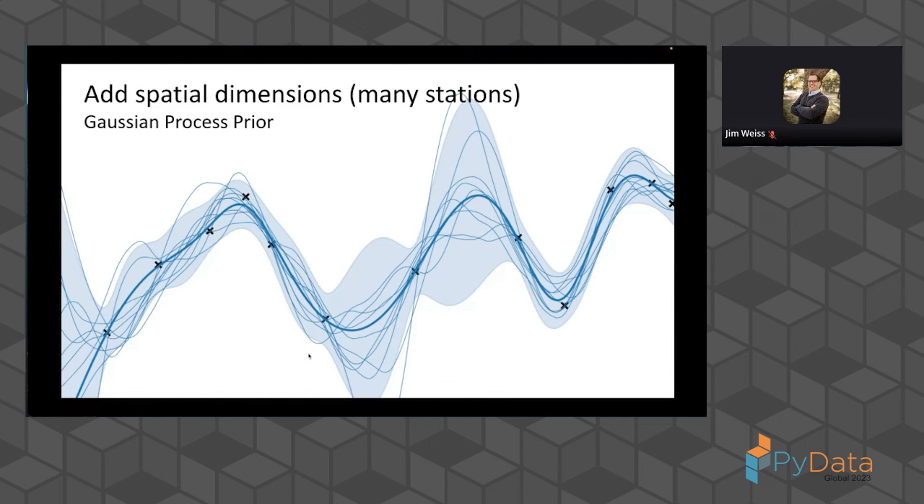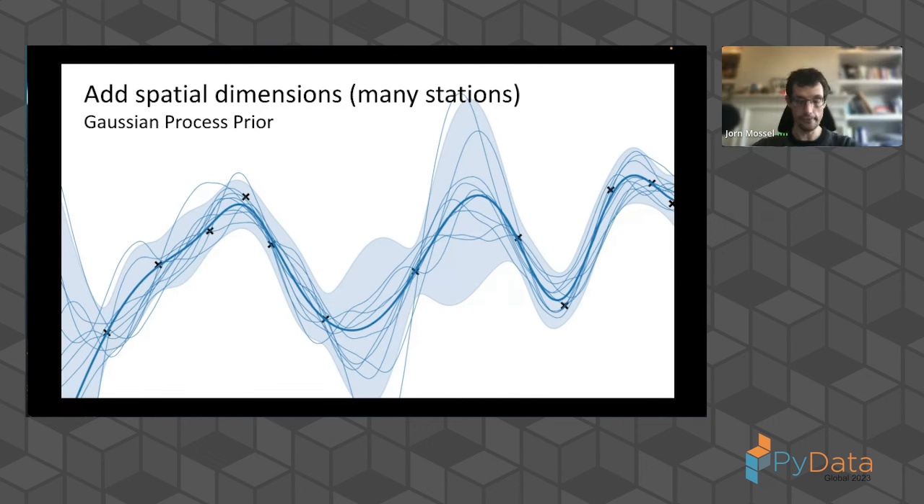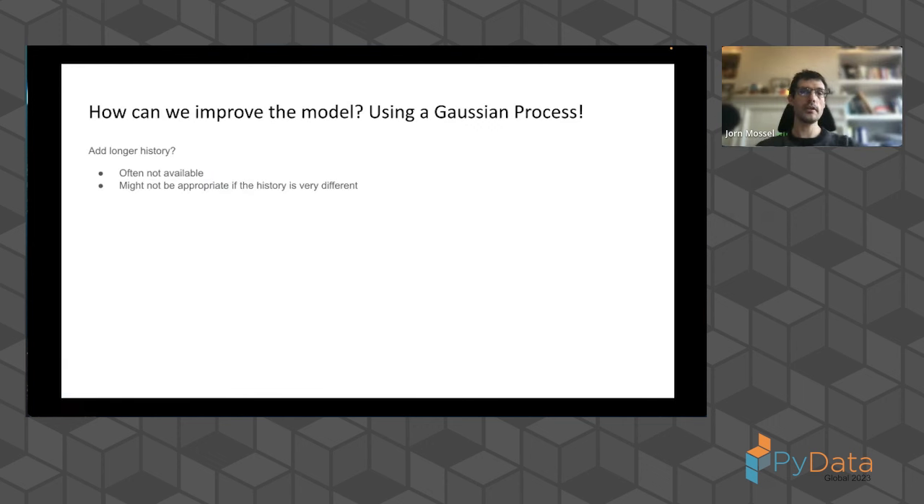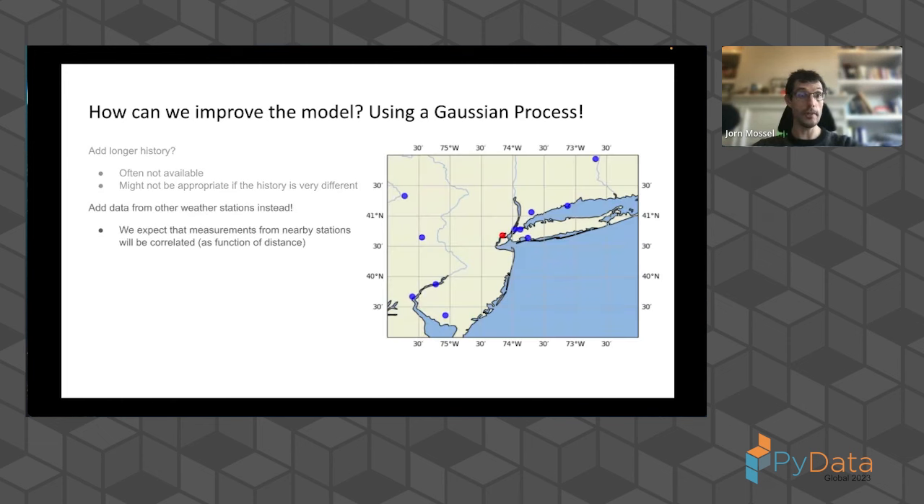So, the Gaussian process prior. I will keep it brief. Going back to the previous model, how can we make it better? One naive suggestion is to add a longer history, go further back in time. Well, A, that data may not necessarily be available, and B, it may not be appropriate, especially since we know the climate is changing. Looking at what happened 150 years ago is probably not super relevant for what's happening right now. So instead of adding more time, we can do something else, and we can make it a spatial problem.